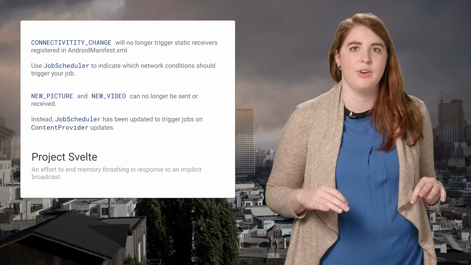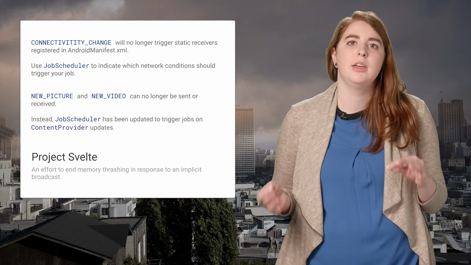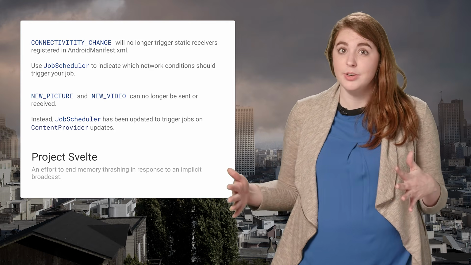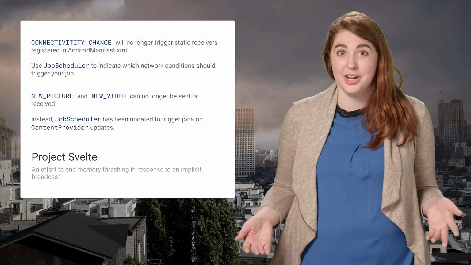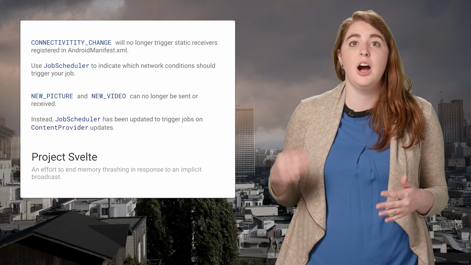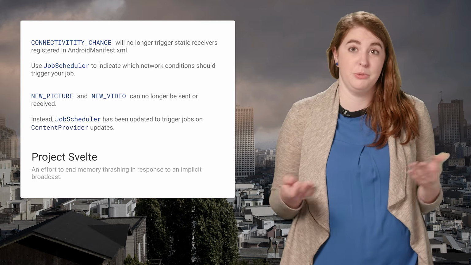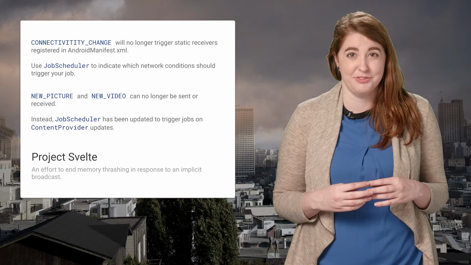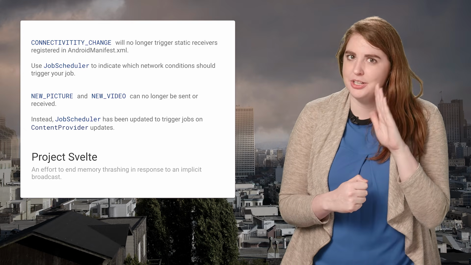However, if your app is already running, it can still receive this broadcast with context register receiver. But as of N plus, you will no longer be able to send or receive a new picture or new video broadcast. Instead, Job Scheduler has been extended to trigger jobs on a content provider update, which is a much better way to handle a response to a picture being taken, and which means users won't wonder why the camera app keeps freezing. Time to migrate to Job Scheduler. But if you're still afraid of Job Scheduler, just tweet me.